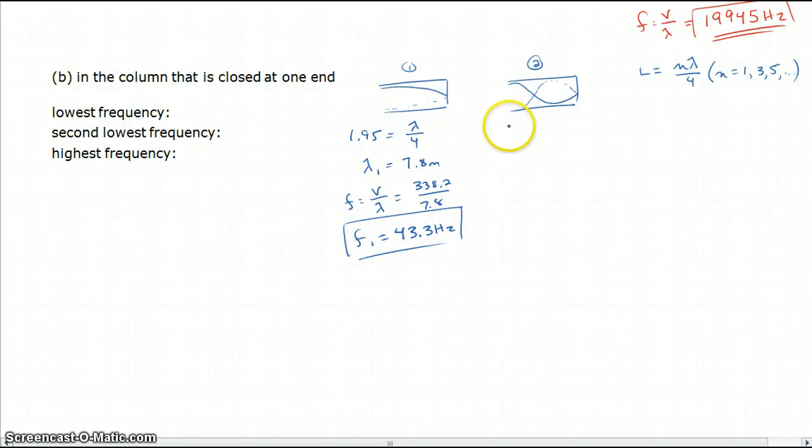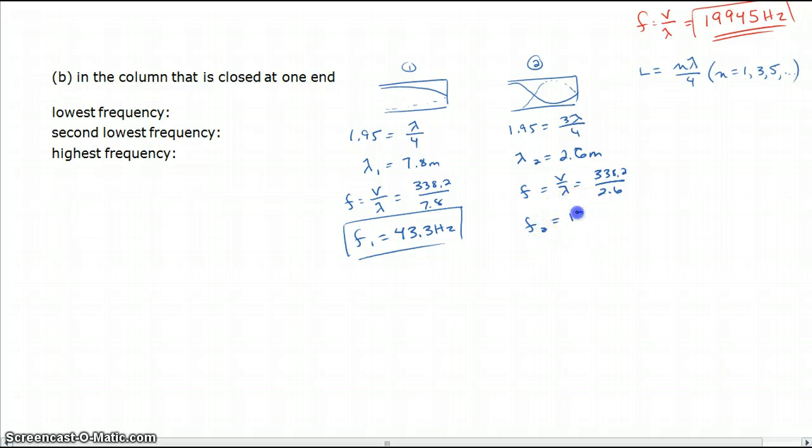Now if I do that over here, 1.95 equals 3 lambda over 4, because I have to skip the 2 and go right to the 3, then I get a lambda 2 of 2.6 meters and a frequency that is v over lambda, 338.2 over 2.6, and that gives me my next frequency of 130.1 hertz.